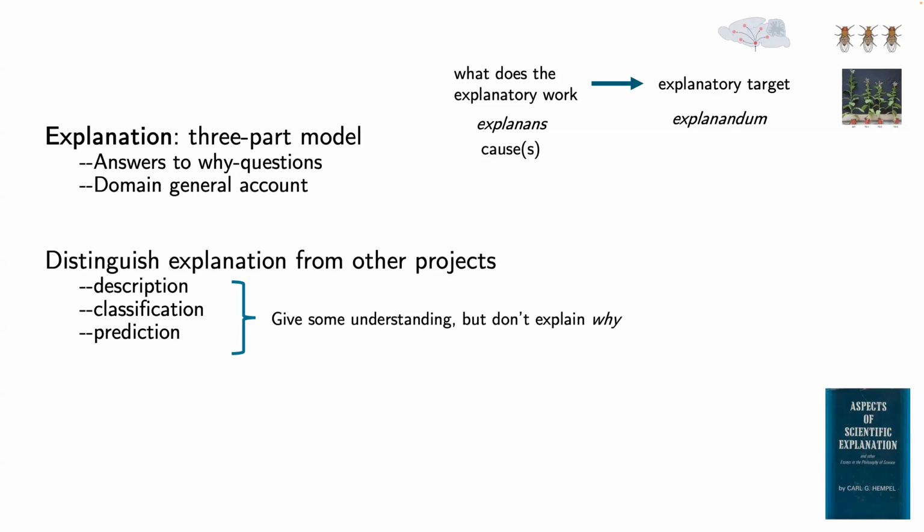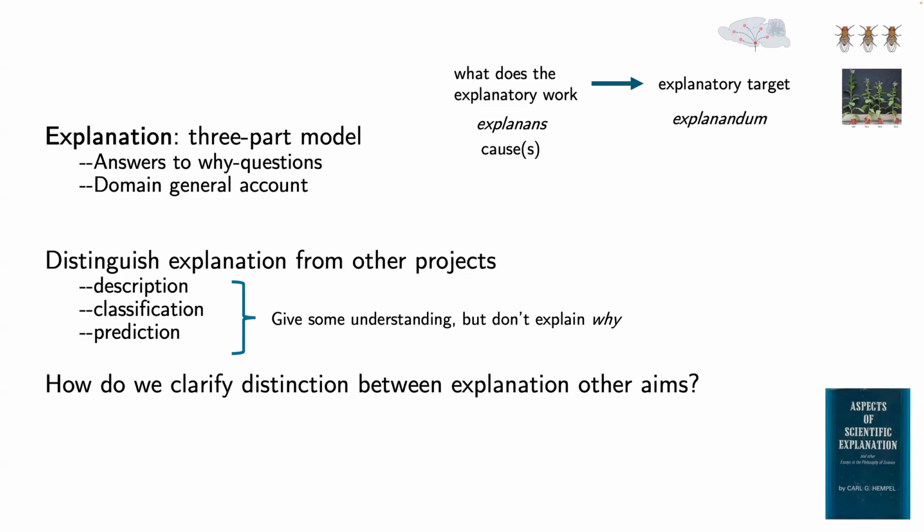So the main point here is these are projects that are very important in science, but we don't view them as explanatory. We keep them distinct from giving an explanation. Sure, they give us understanding and they're absolutely important, but if you have a model that describes or classifies or predicts, it doesn't mean that you yet have an explanation. So then what does it take to have an explanation?